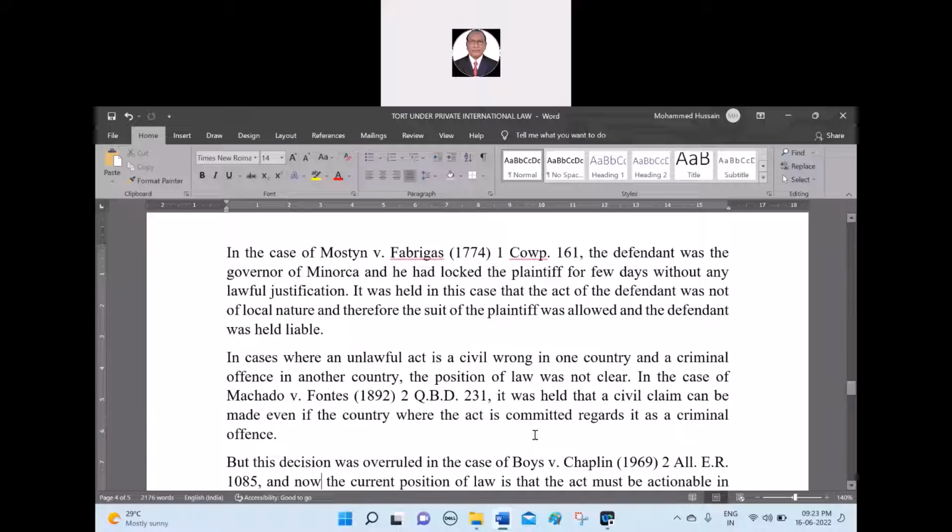Though not a criminal offense. In that country where it is a criminal offense, if this case is filed in this country, at least consider it as a civil offense, though not criminal. Is it clear? Sir, we don't know. I said the words I uttered: it is a criminal offense in that country. If the case is filed in this country, though it is not criminal here, at least consider it as a civil offense.